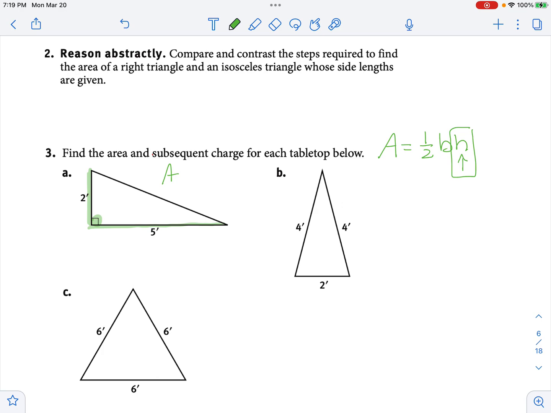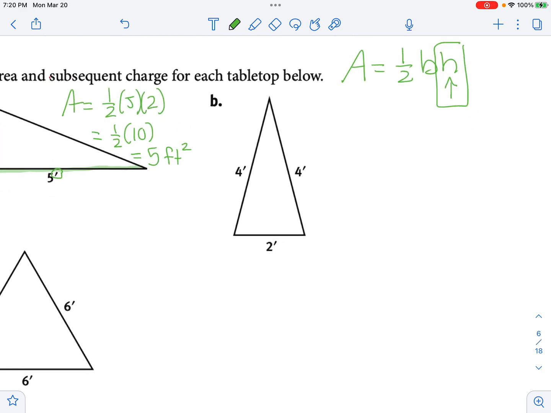If we plug those into the formula, 1/2 times 5 times 2, you can multiply in any order. I'll do 1/2 times 10, and 1/2 of 10 is 5. My units are feet, and we know that area is always feet squared. So that's the general use of the formula.